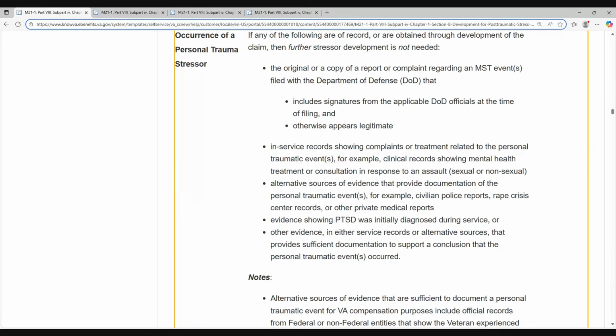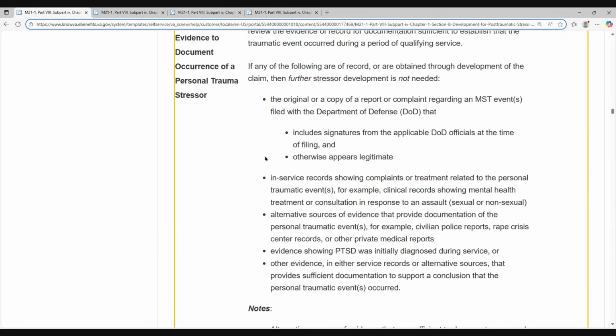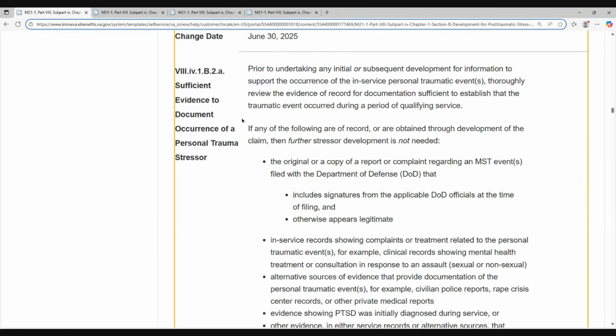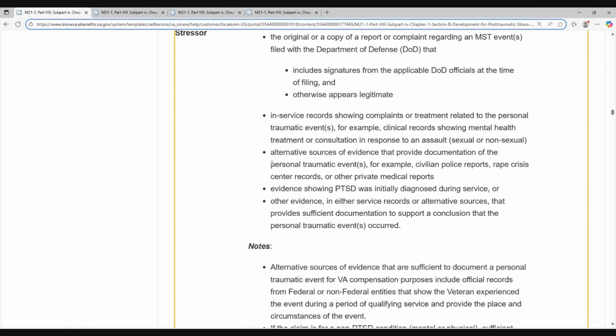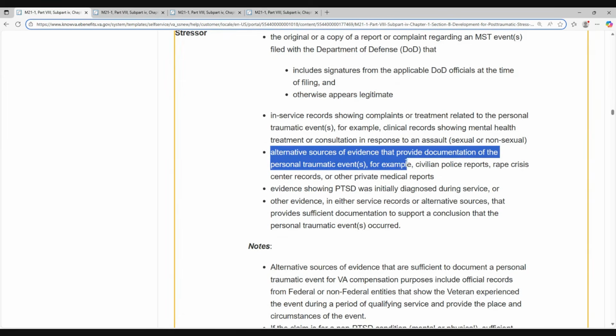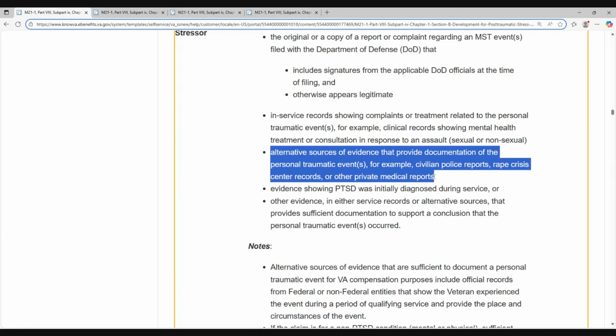And if you have the evidence to support what I would consider the objective review, then this is going to help you. So if you have any of these things, alternative sources of evidence to provide documentation: civilian police reports, rape crisis center records, or other private medical records at the time. I would also consider lay statements, statements made by individuals who were there.